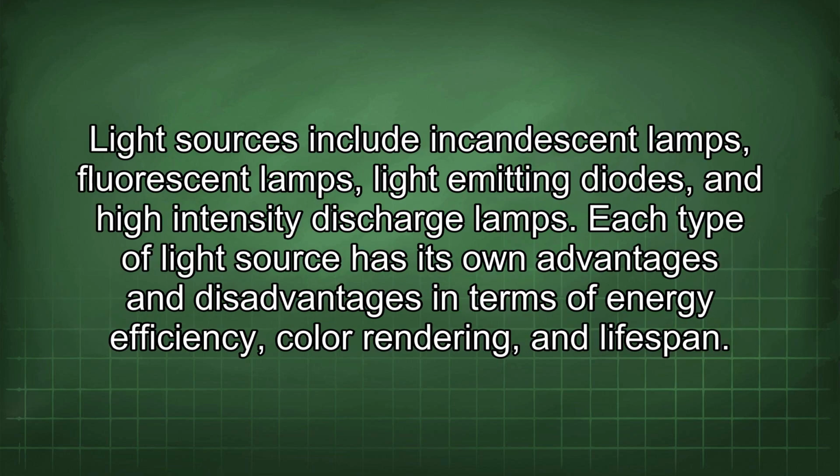Light sources include incandescent lamps, fluorescent lamps, light-emitting diodes, and high-intensity discharge lamps. Each type of light source has its own advantages and disadvantages in terms of energy efficiency, color rendering, and lifespan.